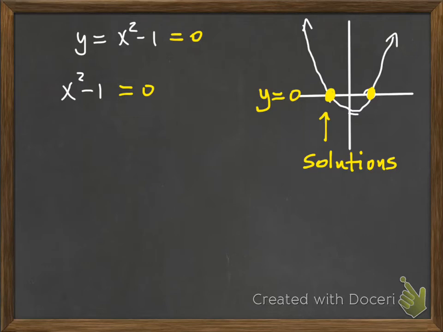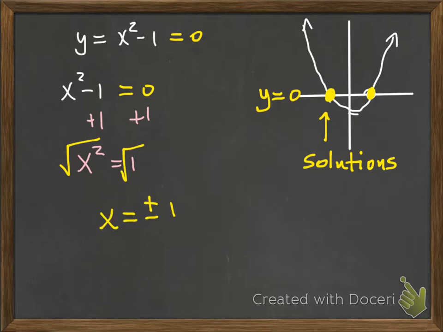So in this case, I don't have to factor or do anything funky because I could just go ahead and add a 1 to each side. So plus 1 here, I get x squared equals 1. I'm going to square root both sides to undo the square, and I get x equals plus or minus 1. So in other words, x equals either a positive 1 or a negative 1. Which makes sense, right? Because this is negative 1, this is positive 1.